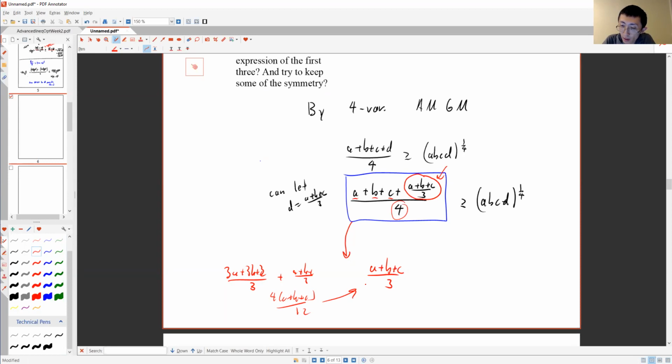So, okay. So now the 4-variable case just says something like, this is greater than or equal to, I forgot to plug in D in the previous step. So we should plug in what D is in terms of the other 3 variables. So this will be to the 1/4. And yeah, so now what?